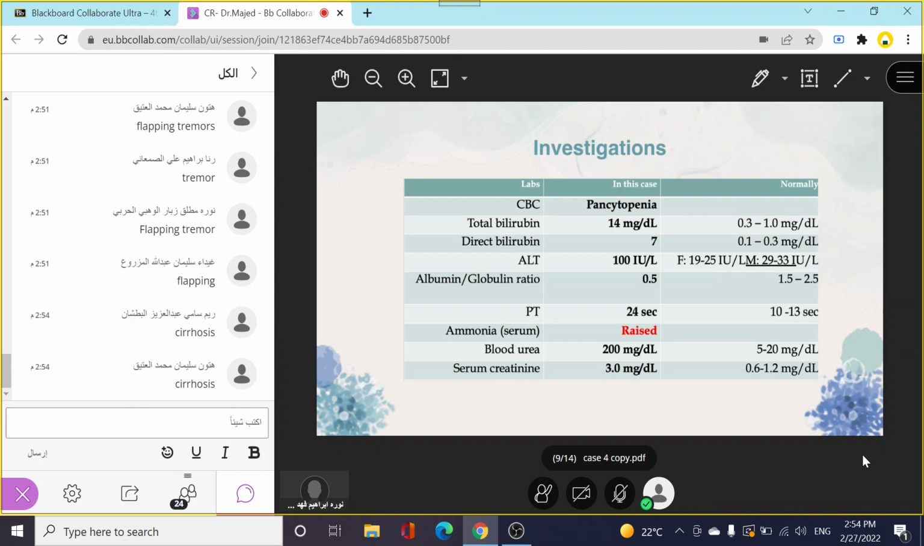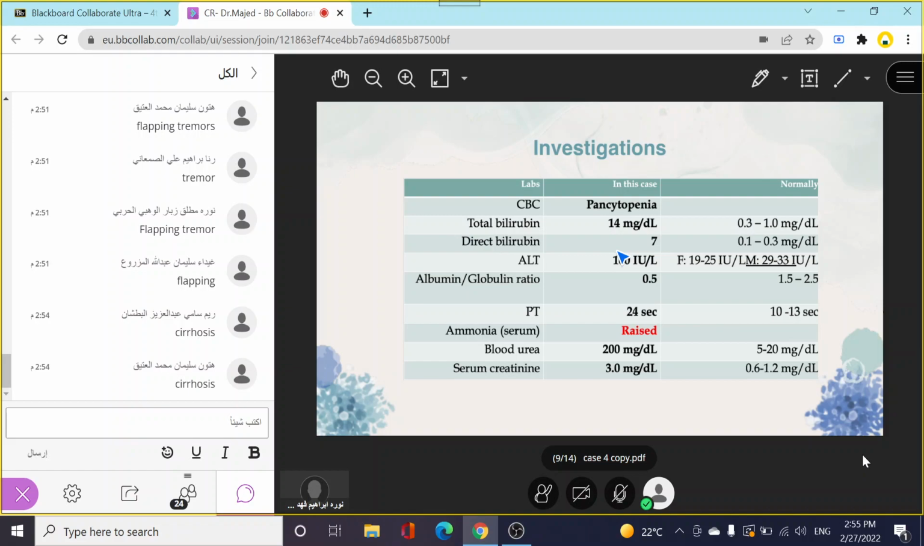So for investigations, the CBC showed pancytopenia. Total bilirubin was increased at 14. Direct bilirubin was 7. We know that direct or conjugated bilirubin is usually elevated due to alcohol, infectious hepatitis, or drug reactions, and also in autoimmune disorders.